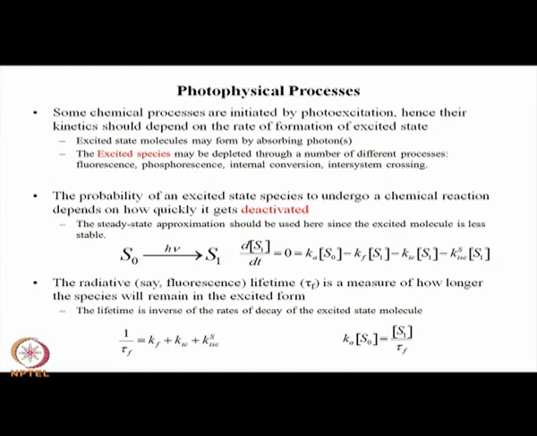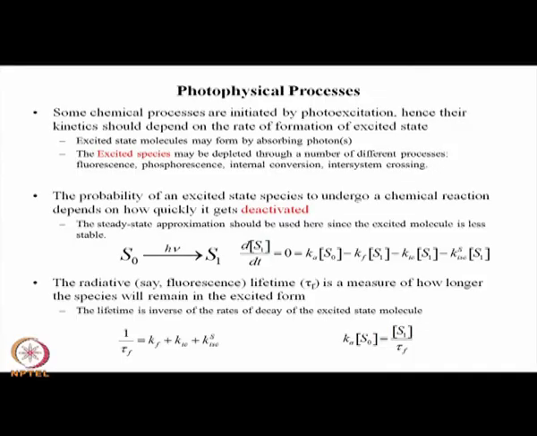Now, excited state molecules may be formed by absorbing photons. Absorbing a photon means, as I told you, that when the absorption frequency matches the frequency of the radiation, then and only then there is excitation. The excited species may be depleted through a number of different processes, as I mentioned, like fluorescence and phosphorescence. These two are radiative processes. Internal conversion and intersystem crossing are purely photophysical processes.